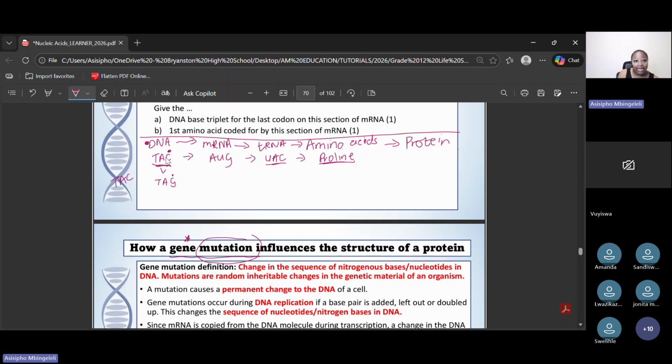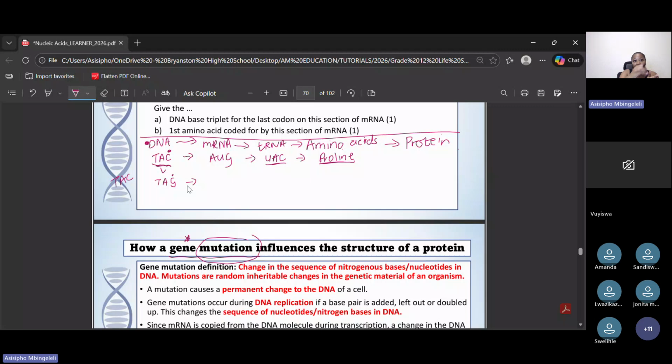G base has replaced the C base. This is the change that happened in that triplet. Now, I want you to look at this. If there is a change that occurs in DNA, one way or the other, it will have an impact on messenger RNA, transfer RNA, amino acid, and protein.